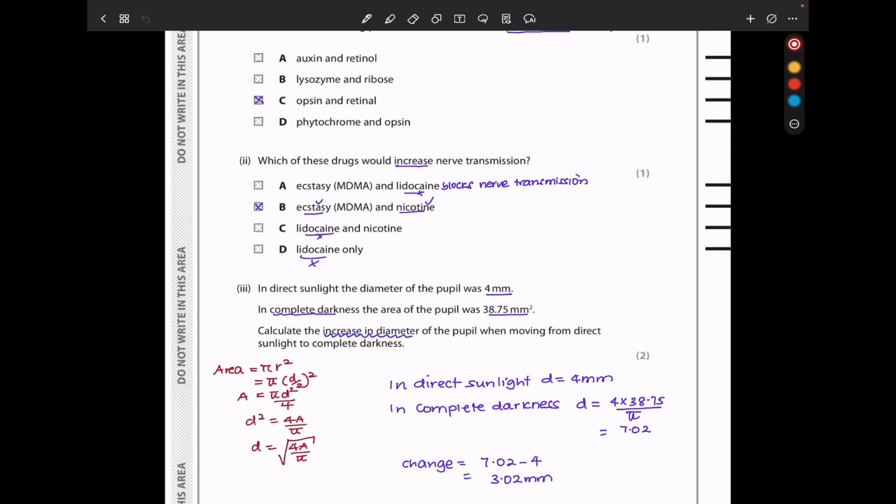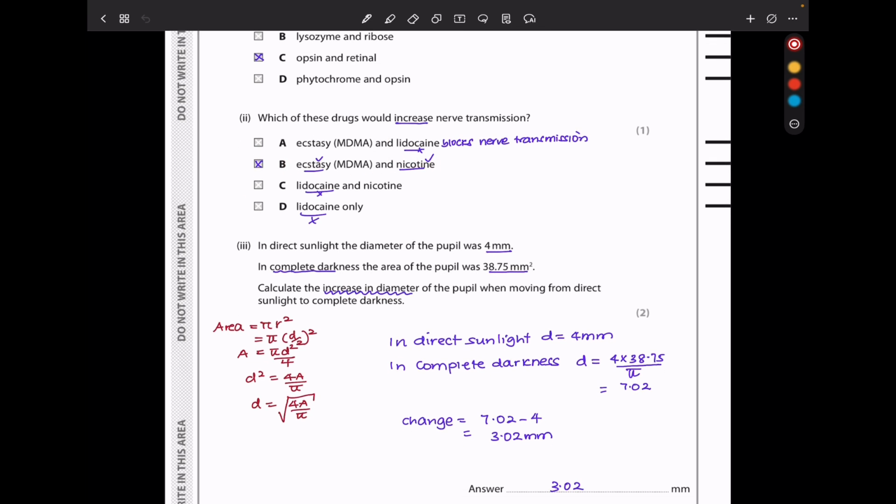And next they say which of these drugs would increase nerve transmission. So when we look at the possible answers, lidocaine is not used in increasing impulses because it blocks nerve impulse transmission. So any answer having lidocaine is going to be ruled out, and therefore the answer is going to be B, ecstasy as well as nicotine.